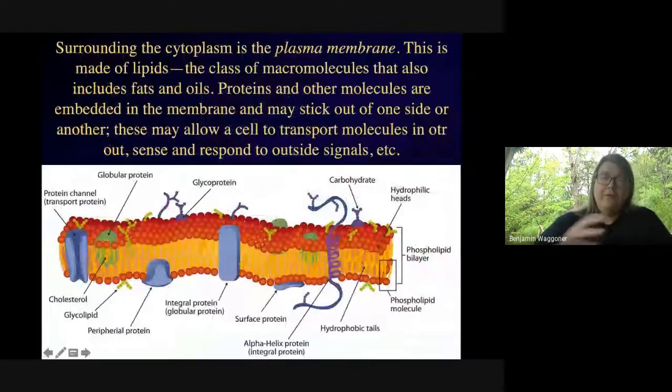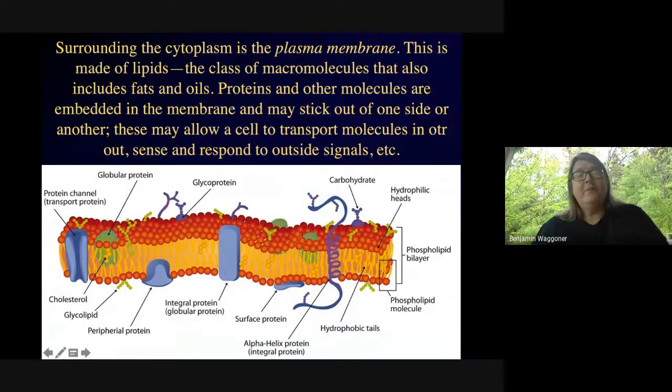And what surrounds the cytoplasm and what keeps it inside and keeps the outside outside is called the plasma membrane. This is a diagram of what it looks like on the level of molecules. Most of these names I would not expect you to know. You don't need to learn them for purposes of this course. What I want you to know is that the plasma membrane is made of a type of lipid.